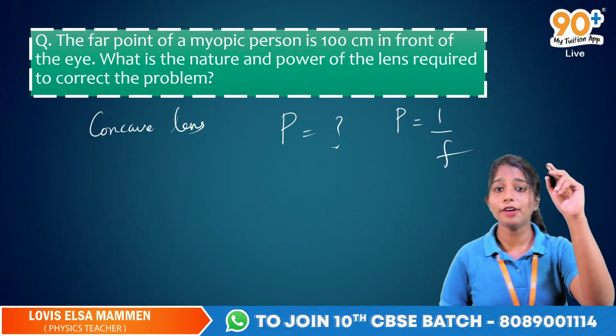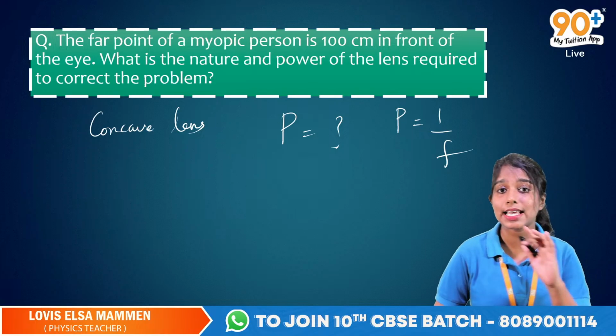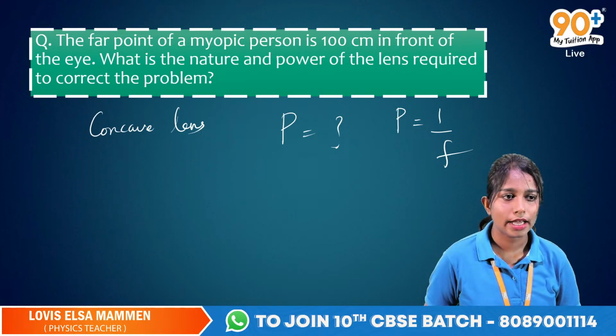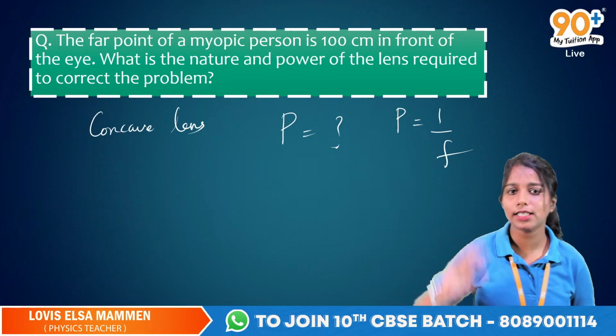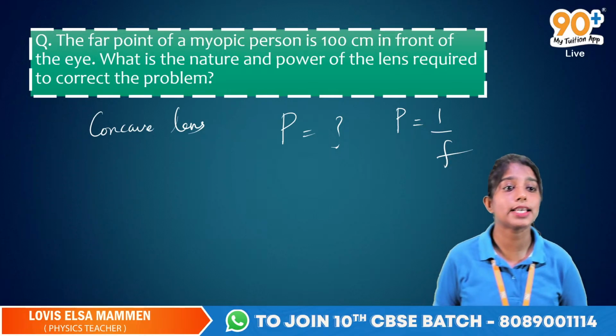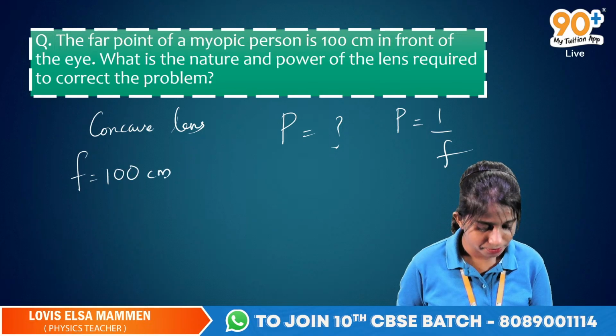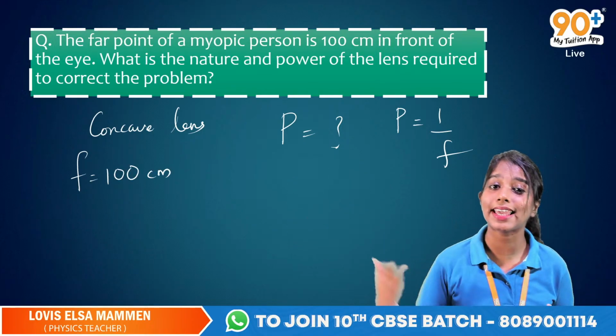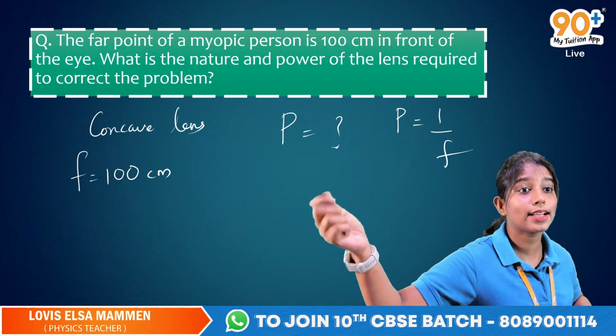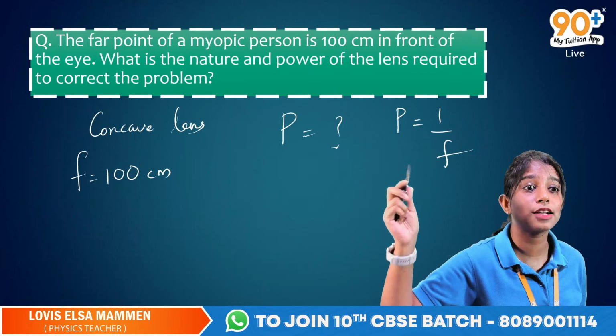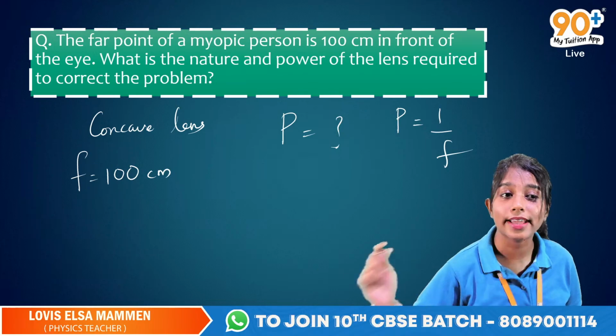The far point of a myopic eye is 100 centimeter in front of the eye. So the focal length given is 100 centimeter. But look here, this is a concave lens. So concave lens ന്റെ focal length positive ആണോ negative ആണോ?